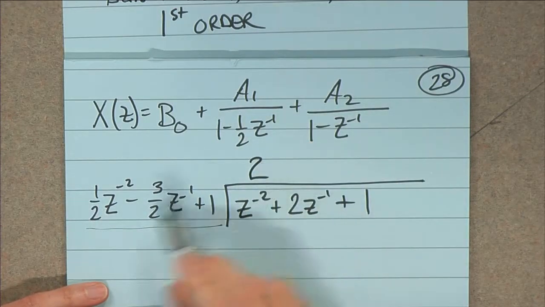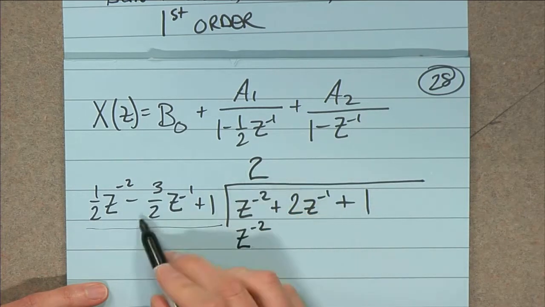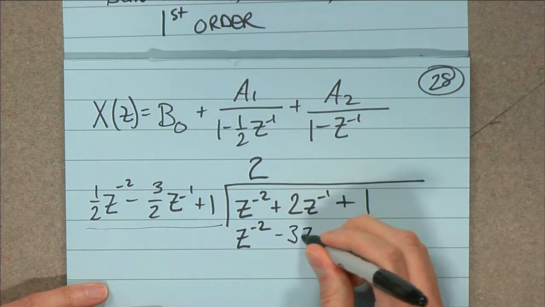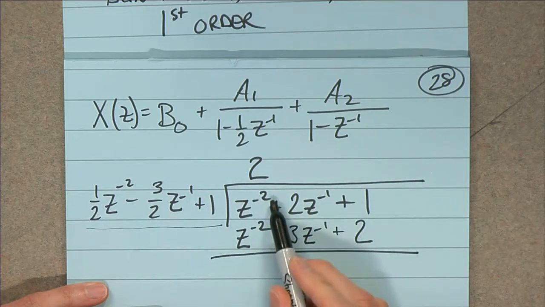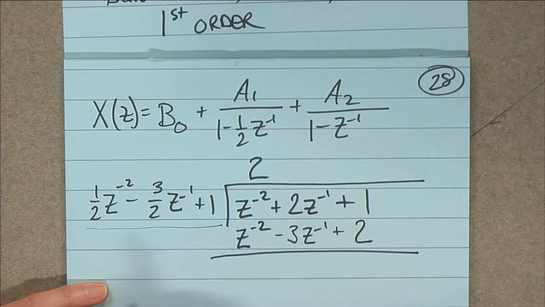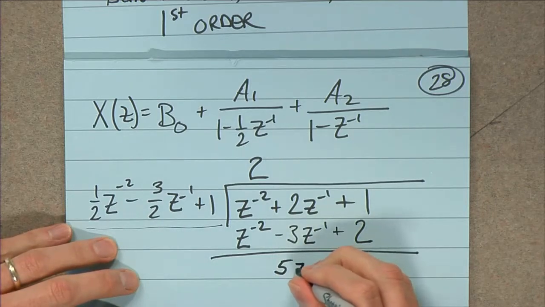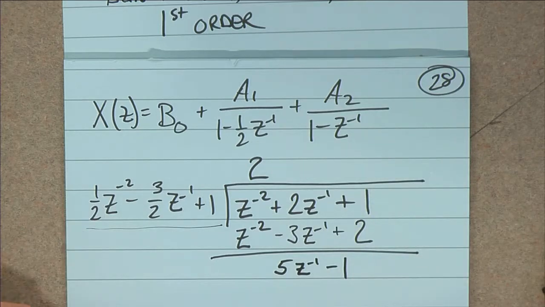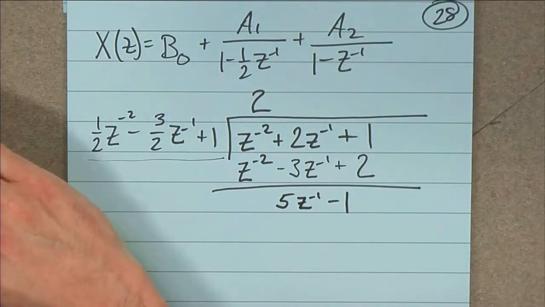So if we multiply this out, 2 times a half is 1, so that's z to the minus 2. 2 times minus 3 halves is what? Minus 3z inverse. And finally that's plus 2. So if we subtract, this is what we wanted, because now this second degree goes away. 2 minus a negative 3, that's 5z inverse, and 1 minus 2 is negative 1. So now we've broken this thing down one level.